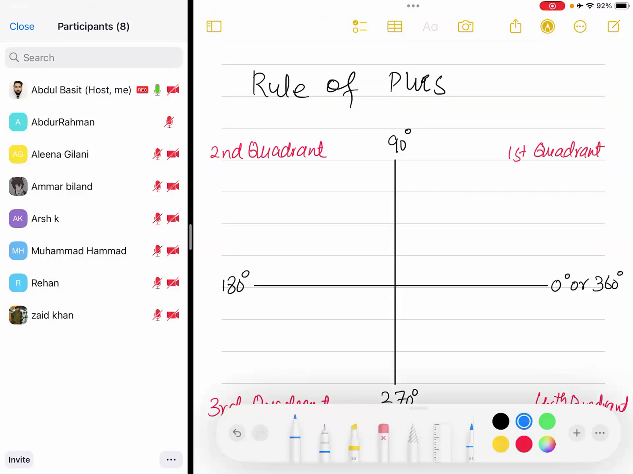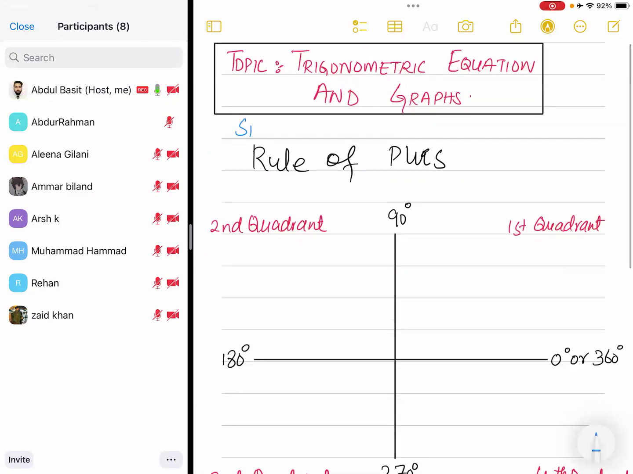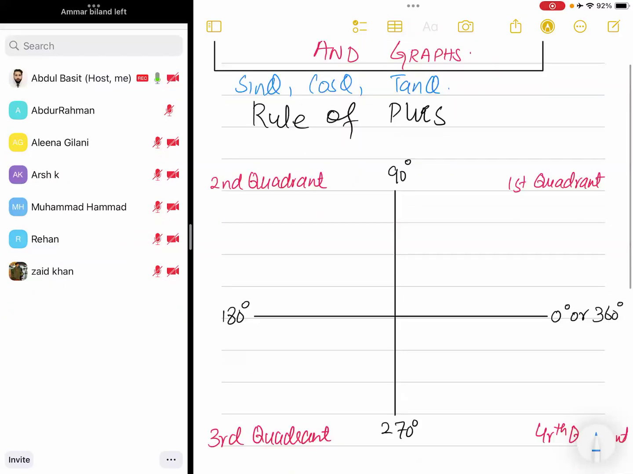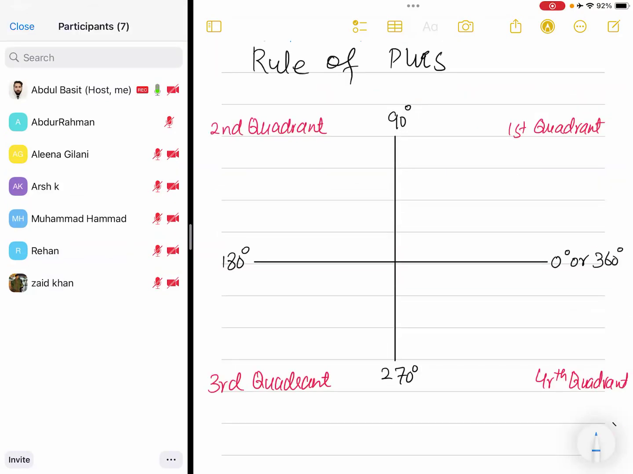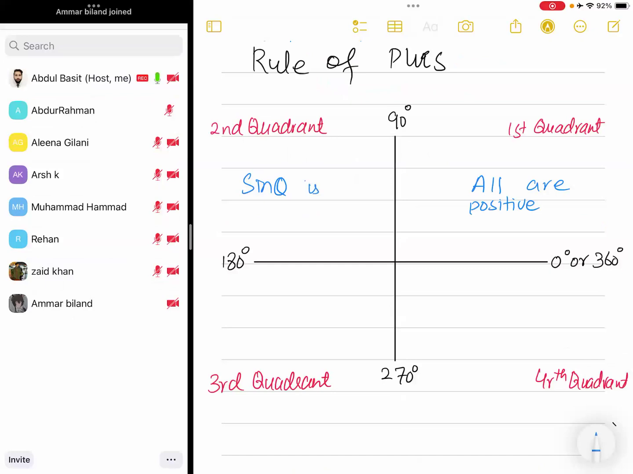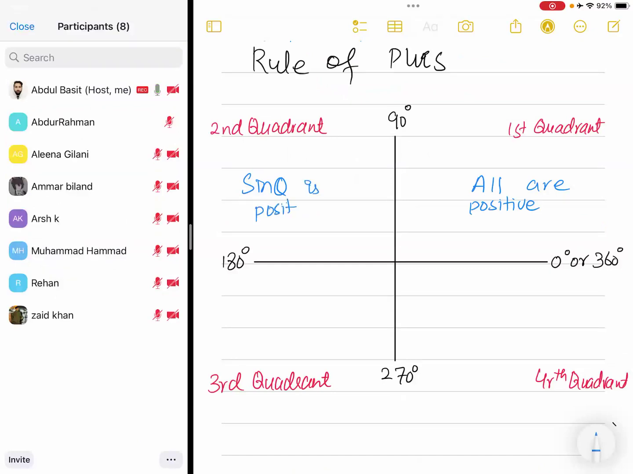Beta, we have 3 trigonometric ratios, which are sine theta, cos theta, and tangent theta. Get it? According to this concept, in the first quadrant, all are positive. In the second quadrant, only sine theta is positive. Here, only tangent theta is positive. And here, only cos theta is positive.